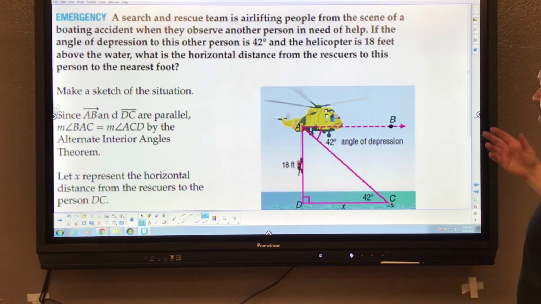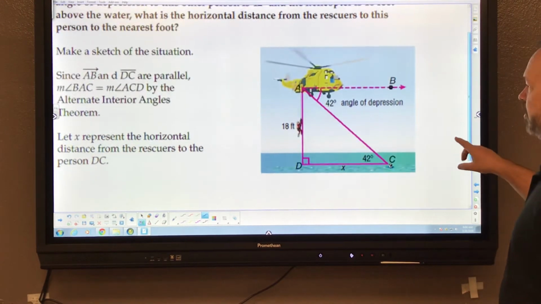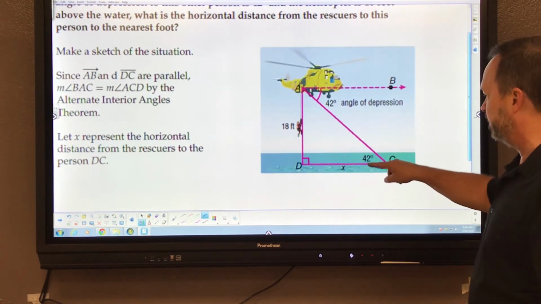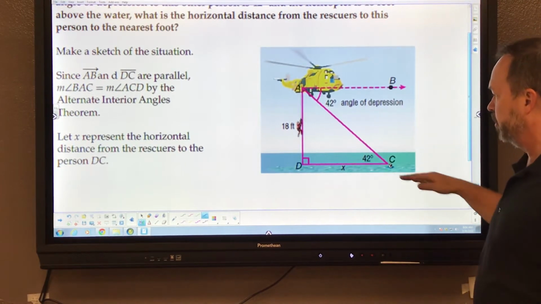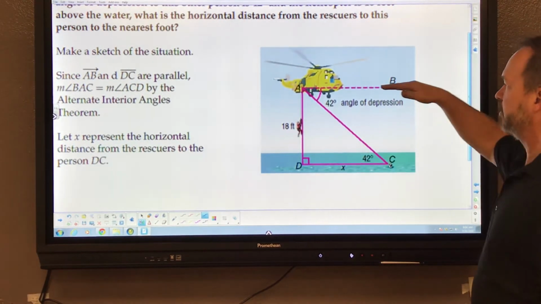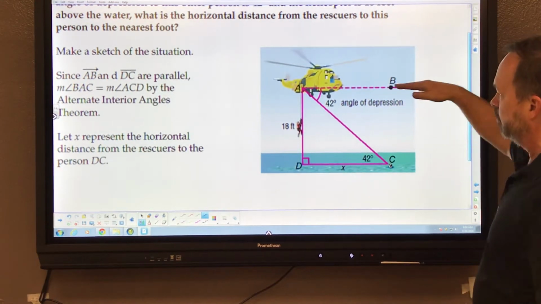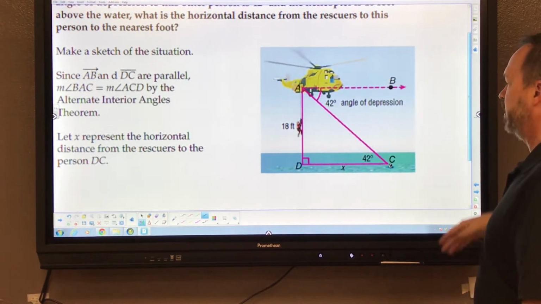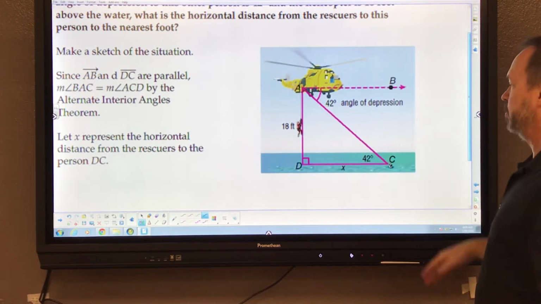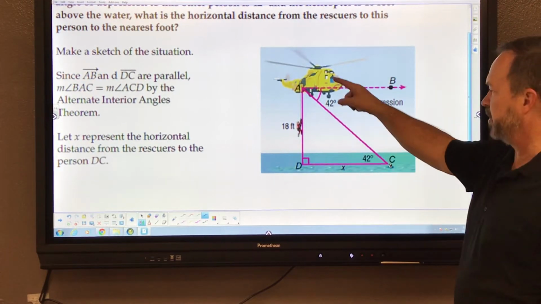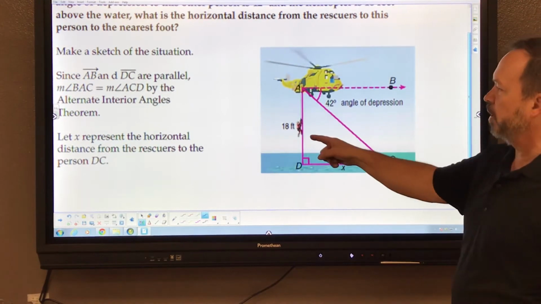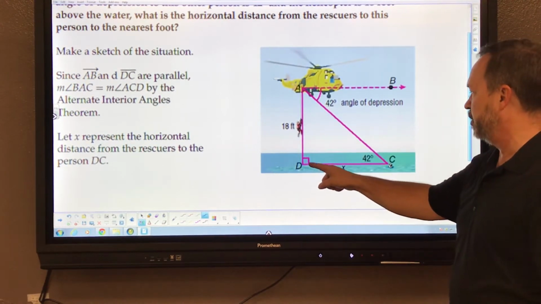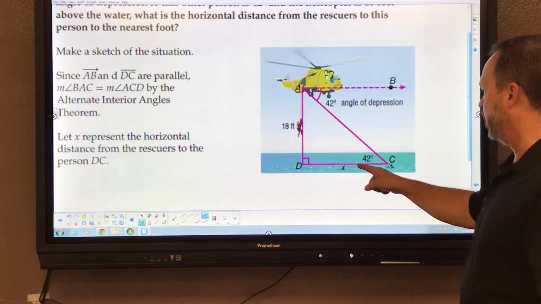We could do lots and lots of these problems. I will point out to you, here's that angle of depression and the angle of elevation being the same, because those are actually alternate interior angles. You've got the water level down here. You've got the chopper moving or hovering horizontally, parallel to the water. And you've got some person coming down here, and it's 18 feet to the water evidently, and you can see that they want to know how far it is to this person.